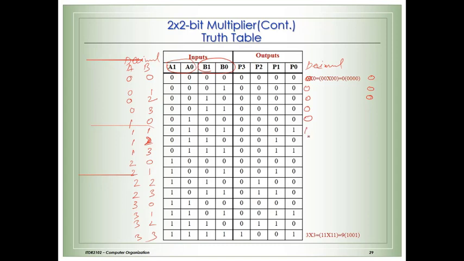1 and 1, 1. 1 and 2, 2. 1 and 3, 3. 2 and 0, 0. 2 and 1, 2. 2 and 2, 4. 2 and 3, 6. And similarly here 3 and 0, 0. 3 and 1, 3. 3 and 2, 6. And 3 and 3, 9. Correct?